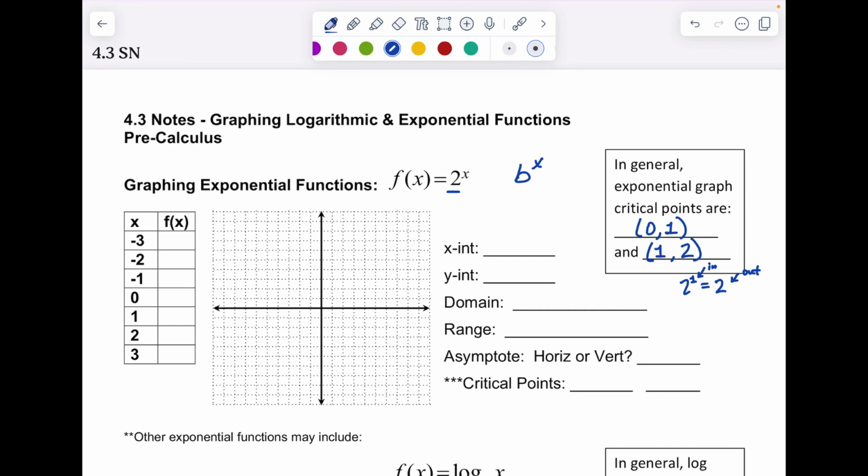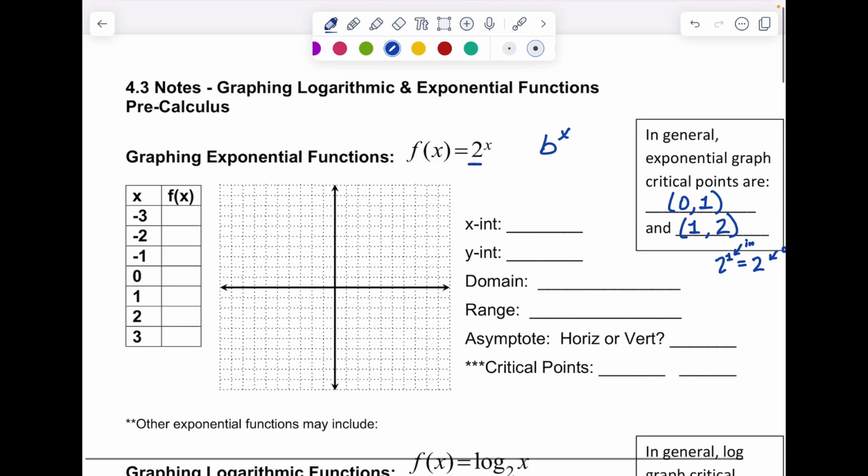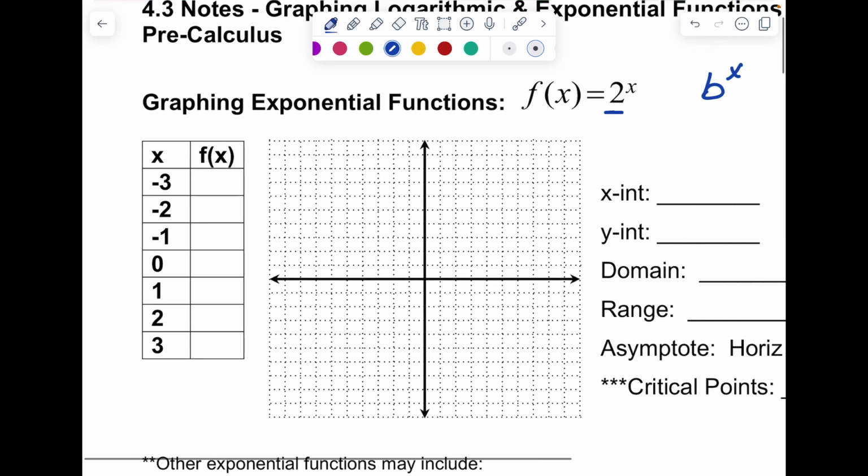So let's do some points. Let's put in some values and see what we get out. Again, these are our inputs. We want to see what we get out. And remember, this is the same thing as y, which is your output. It's what we get when we plug into our function.